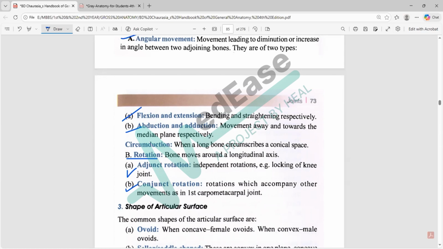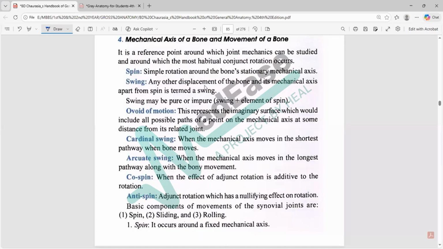Now, when we talk about the mechanical axis or type, we have the spin, which is the simple rotation of the bone along the mechanical axis. Swing, which will be the displacement. Avoid of the motion, which is the kind of circular motion. The cardinal swing, which will be movement in the shortest pathway. The arcuate, where the movement is in the longest pathway. Cospin, when the adjunct rotation is closely related or is present with the rotation, whereas anti-spin, when the adjunct rotation usually nullifies the effect of the rotation mainly.